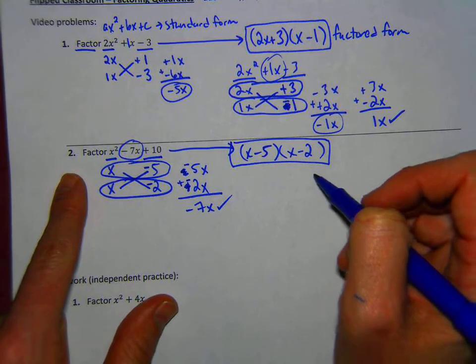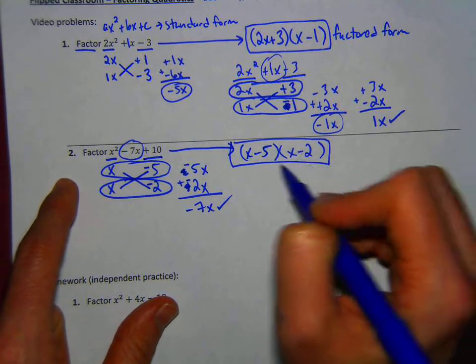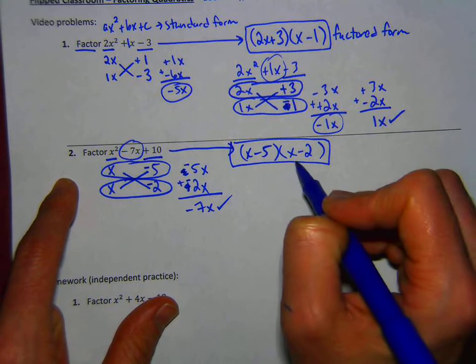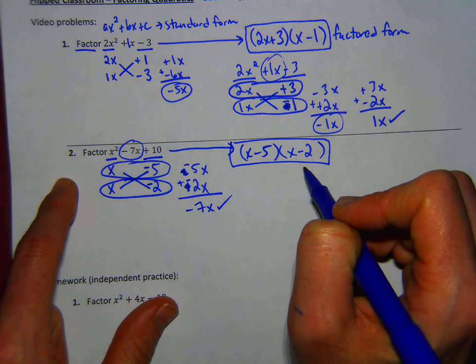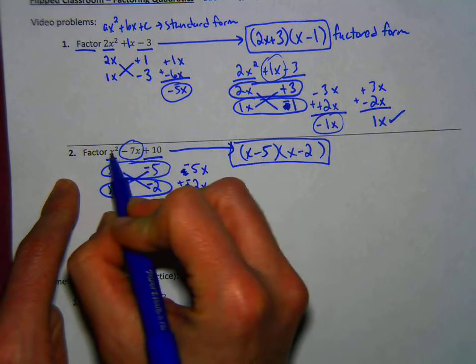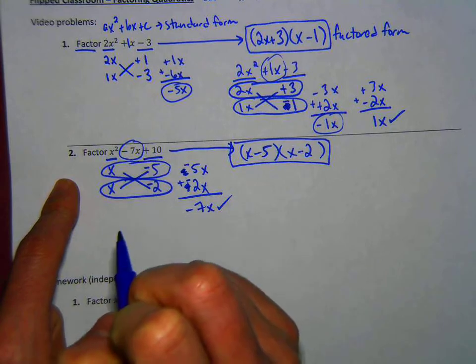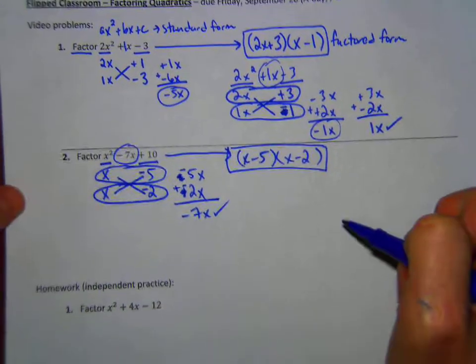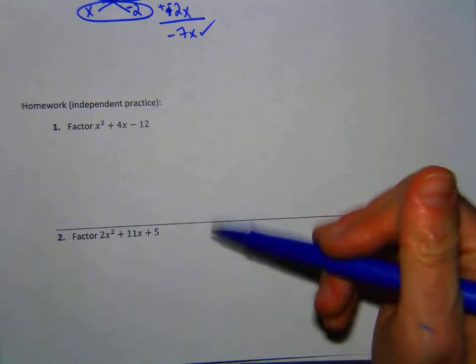Now, you can check this answer by multiplying these two binomials using either the box method or FOIL, which should get you back to the original problem in standard form. Your job now is to use this work to complete numbers 1 and 2.